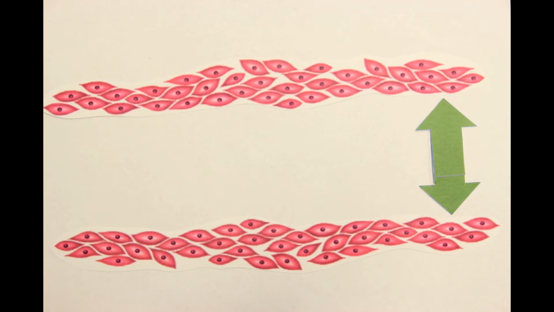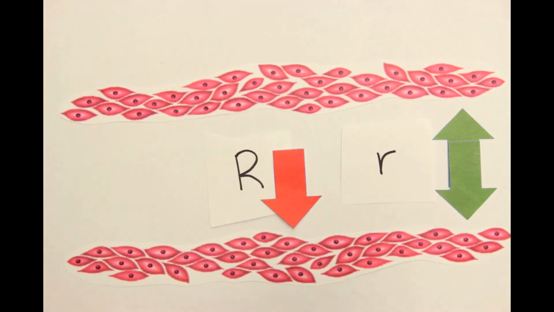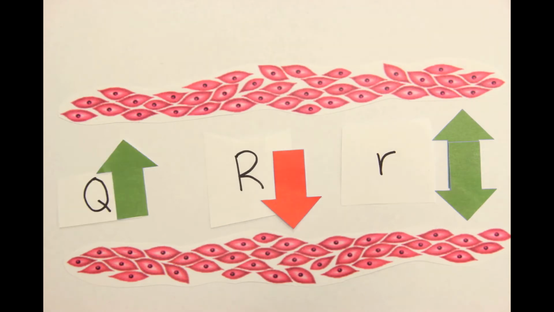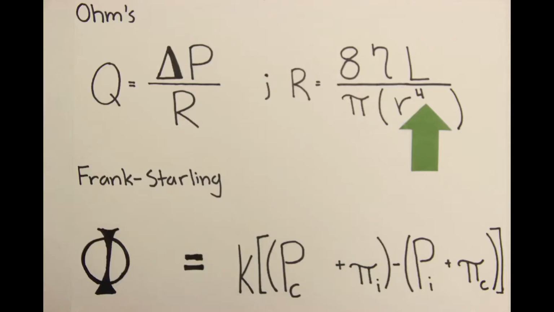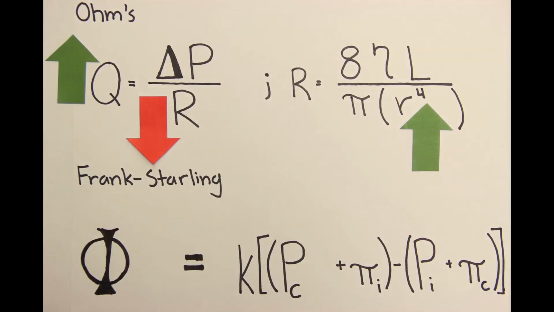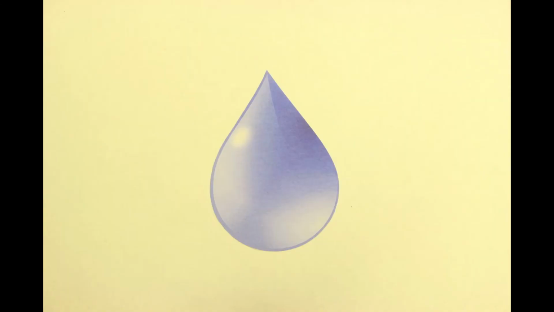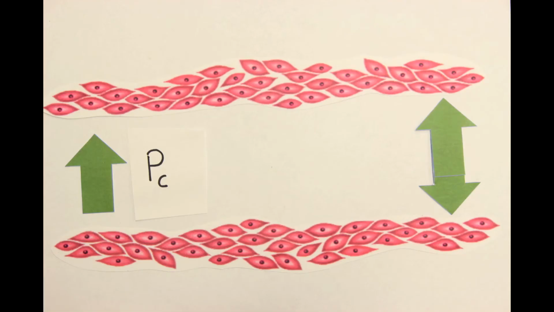This causes a dilation of arterioles, which increases the radius of the blood vessels, which decreases resistance and increases flow Q. This can be explained in terms of Ohm's law. This increased flow resulted in a higher drip rate.